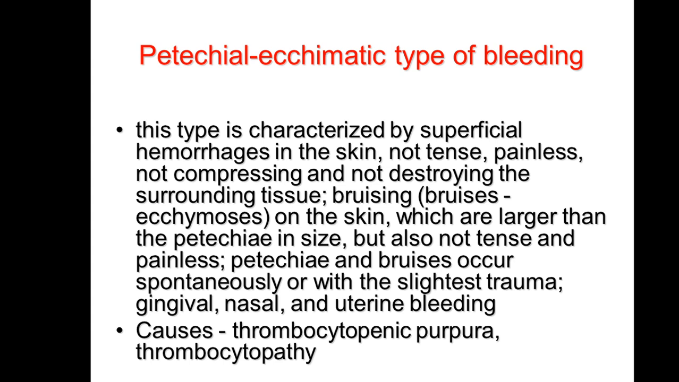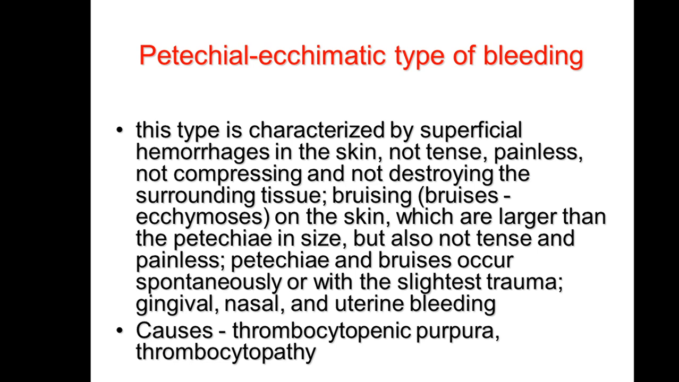This type is characterized by superficial hemorrhages in the skin, not tense, painless, not compressing and not destroying the surrounding tissue, and bruising or ecchymosis on the skin which are larger than the petechiae in size but also not tense and painless. Petechiae and bruises occur spontaneously or with the slightest trauma. Gingival, nasal, and uterine bleeding are also characteristic.